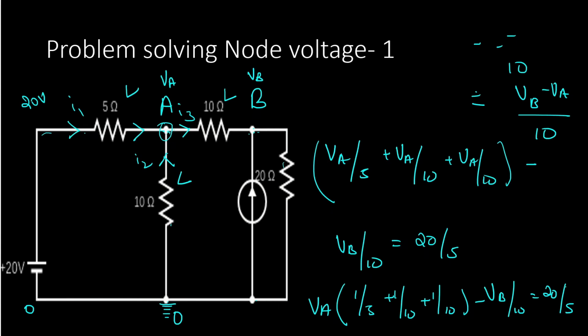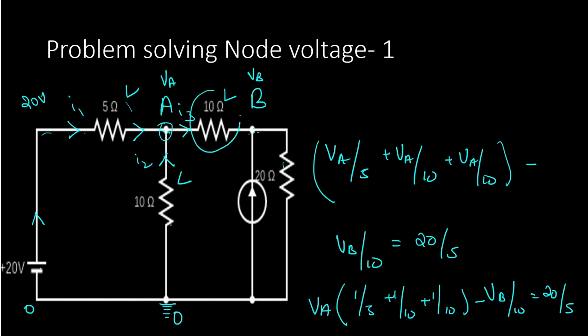Also notice here this 20 by 5. This 20 by 5 is merely the current which is pushed through this 20 volt battery, divided by whatever is the resistance directly connected to this 20 volt battery. That is the right hand side here. So this is the pattern which is observed in node voltage analysis, and using this pattern you can solve the problems very quickly. So at node B, what are the resistance connections?